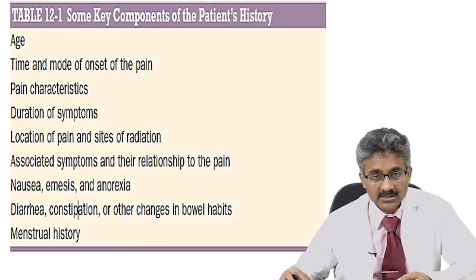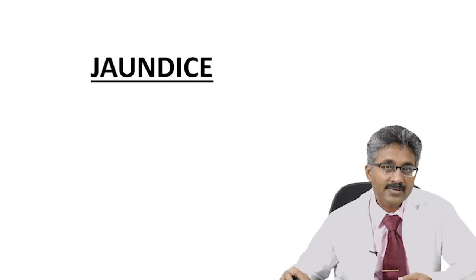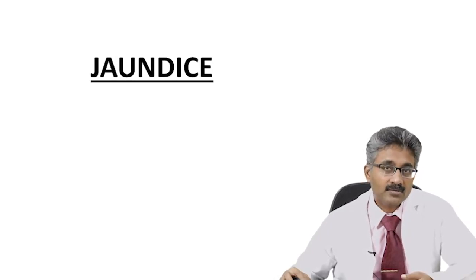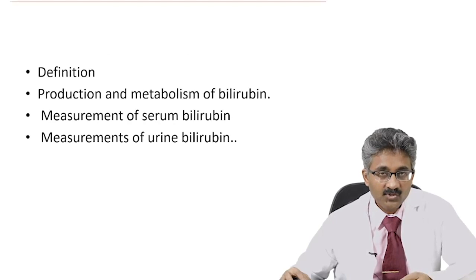Next, we'll go to the discussion of jaundice. Students, one of the common symptoms of the abdominal system is jaundice. If a patient recognizes it and approaches a doctor, it is a symptom, or sometimes a doctor may recognize it, then it is a sign. Today we'll have a detailed discussion about jaundice.